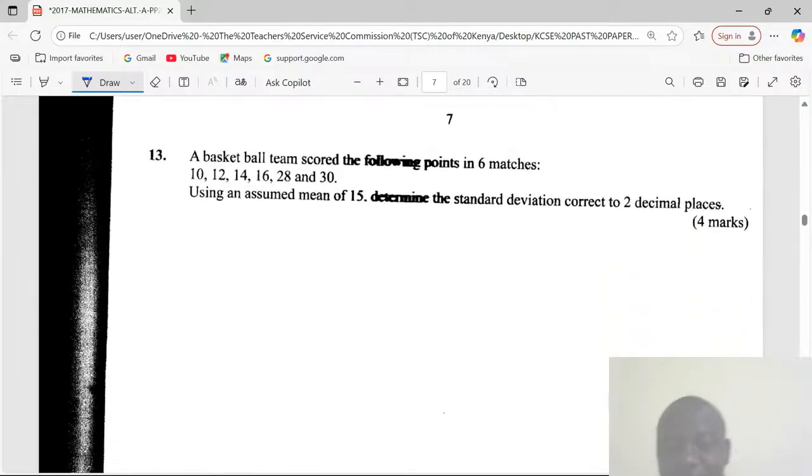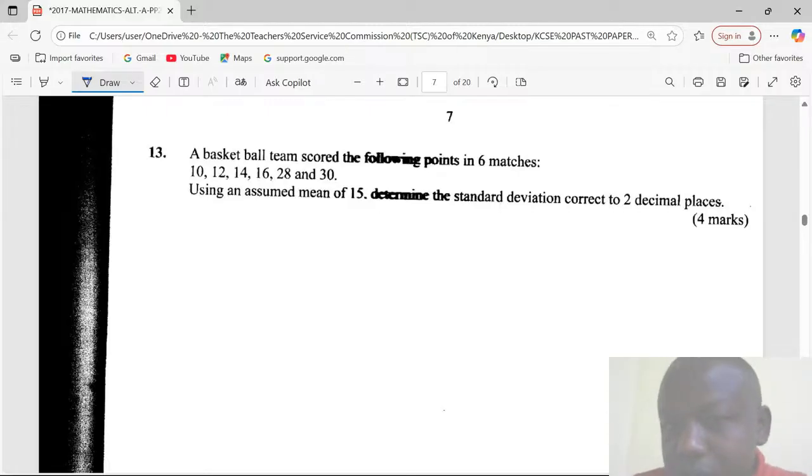Look at number 13 now, statistics 2. We are told that a basketball team scored the following points in 6 matches: 10, 12, 14, 16, 28, and 30. Using an assumed mean of 15, determine the standard deviation correct to 2 decimal places.